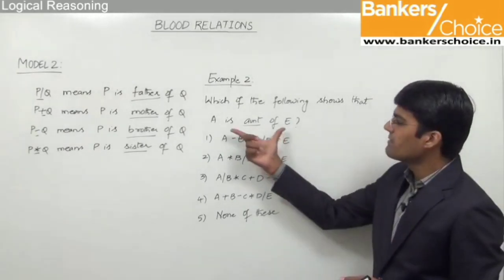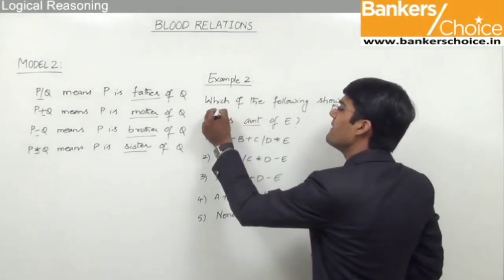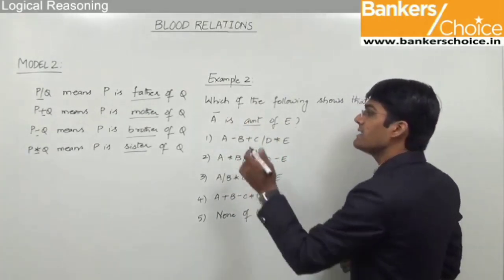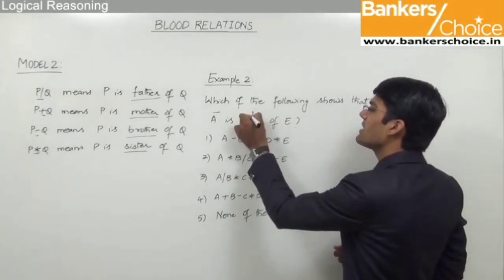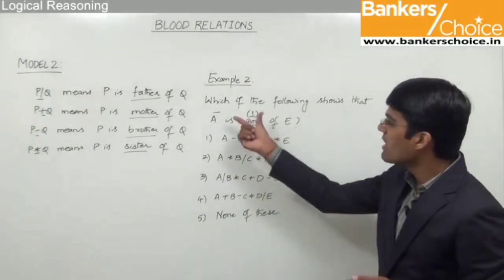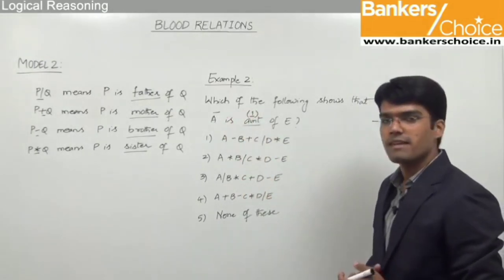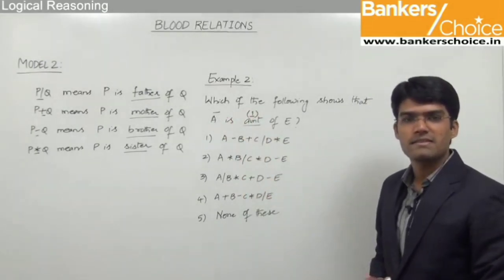Now if you observe here, we know that A is the aunt of E. So very clearly A is a female person. And since A is the aunt of E, the generation gap between A and E should be 1. So let us try to work out on these 2 points for each of the given equations. Whichever satisfies them, that can be taken as a correct answer.